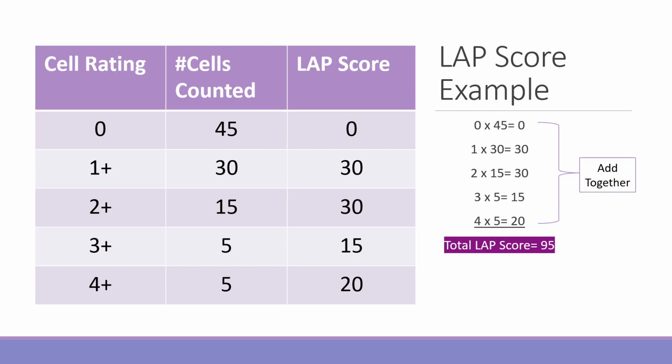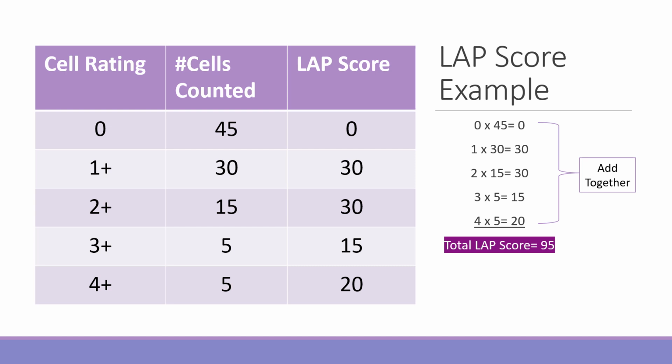Okay, so here we have a chart to show how to perform that calculation. We're going to have a cell rating first of 0, which means it didn't take up any of the stain. Plus 1 would be a little, plus 2 would be a little bit more, plus 3 would be pretty moderate, and then 4 we would have a heavy staining. Then we are going to count the number of cells that meet the cell rating in each category.